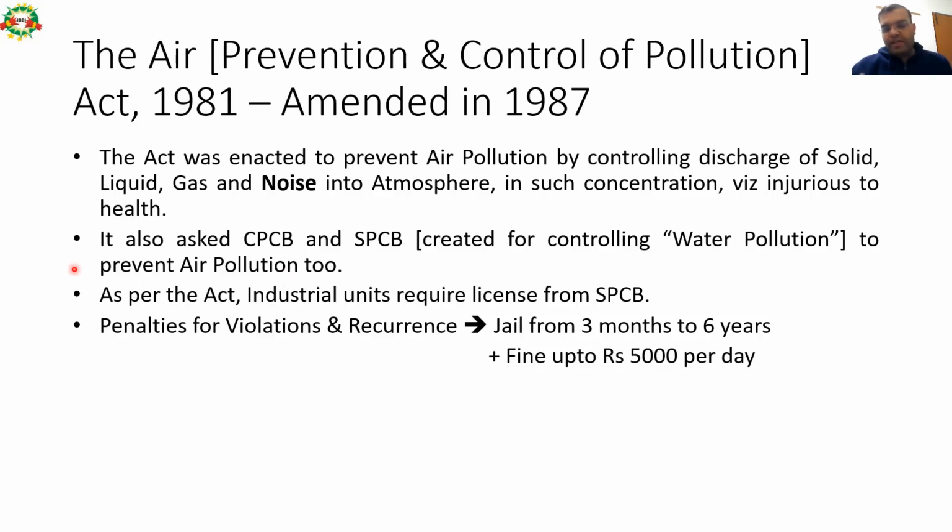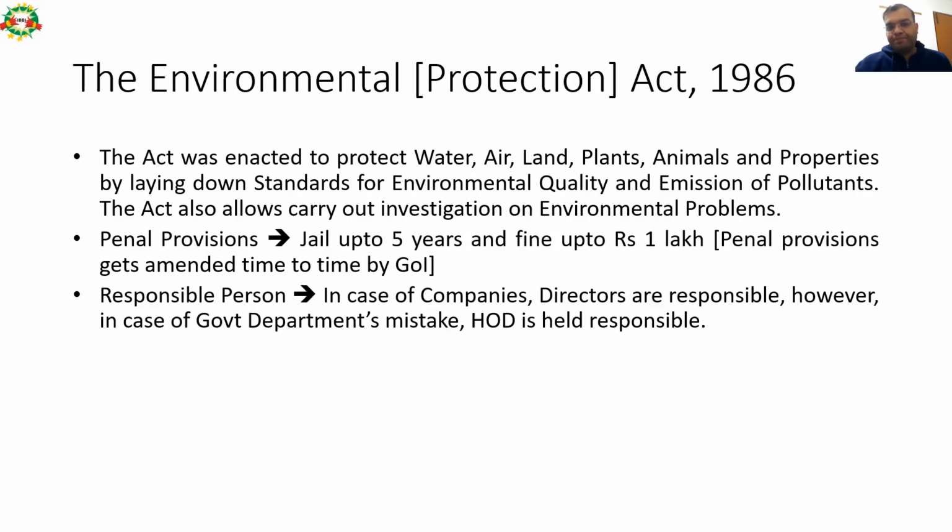So this act gave power to the already incorporated CPCB and SPCB, which were created under the Water Pollution Act. This act gave additional power of controlling air pollution to these bodies also. As per the act, industrial units require a license from the SPCB. Penalties for violations are the same: jail from 3 months to 6 years and a fine up to 5,000 rupees per day. So a 1 mark theory question can come out of any of these statements, so please remember.